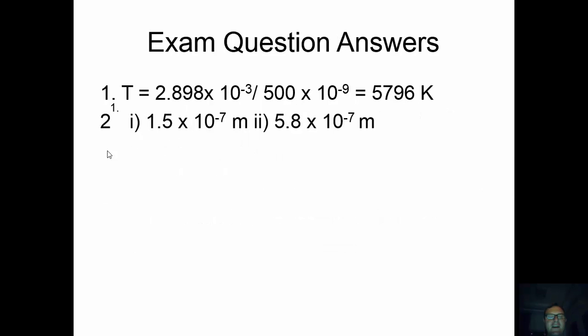And what you should find out is the temperature of our sun is about 5,796 Kelvin, about 6,000 Kelvin. And the wavelengths we see of a very hot star and a much cooler star, we see that the peak wavelength of a hot star is 1.5 times 10 to the minus 7, and a longer peak wavelength is found in a cooler star, and that's 5.8 times 10 to the minus 7 meters.